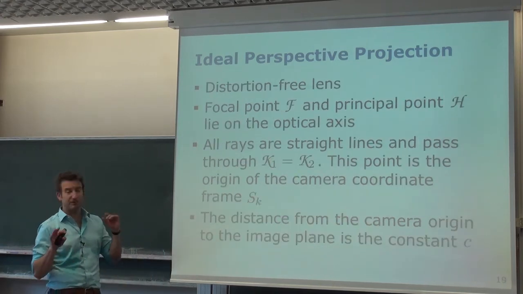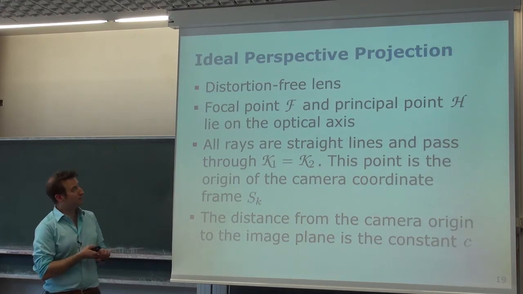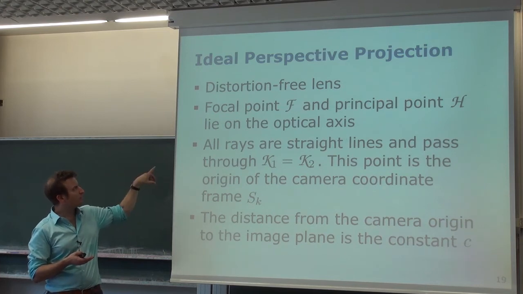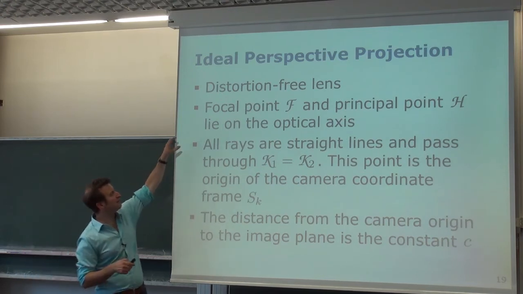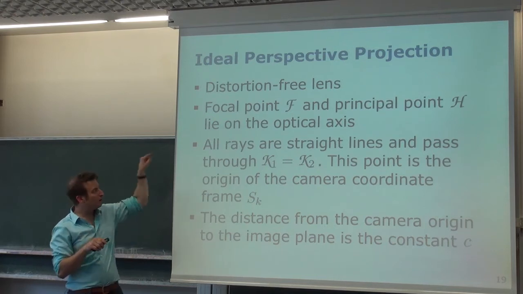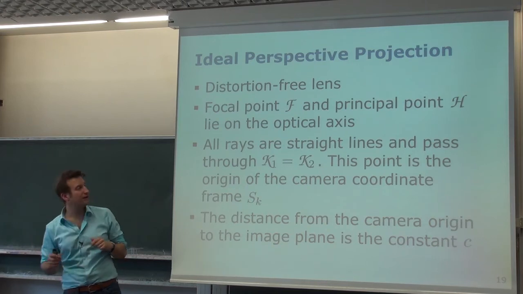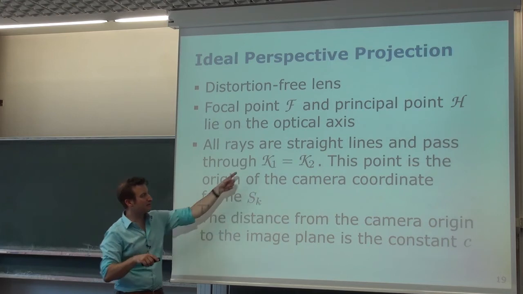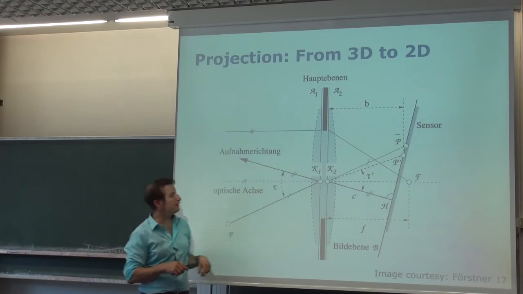And again, our assumption was we have a distortion-free lens. The focal point and the principal point lie on the optical axis, which is actually not true in reality, but it is true for the first step. So this is for the ideal perspective projection. In the first step, we assume that this is the case. And then we compensate for the fact that this is in reality not the case. All rays are straight lines and pass through the K1 and K2, so they're exactly the same points.